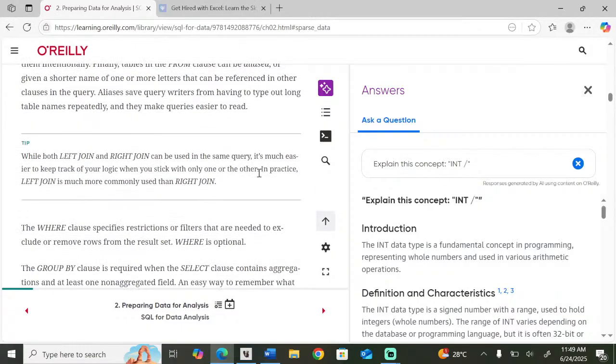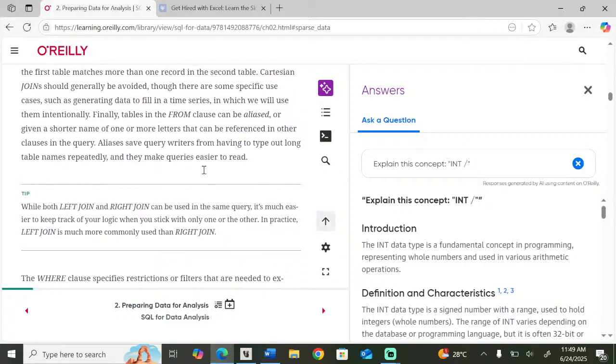So joins are used to combine two tables to form one table. That is it. You can even combine three tables to form one. Join three tables to form one. That is what it means.